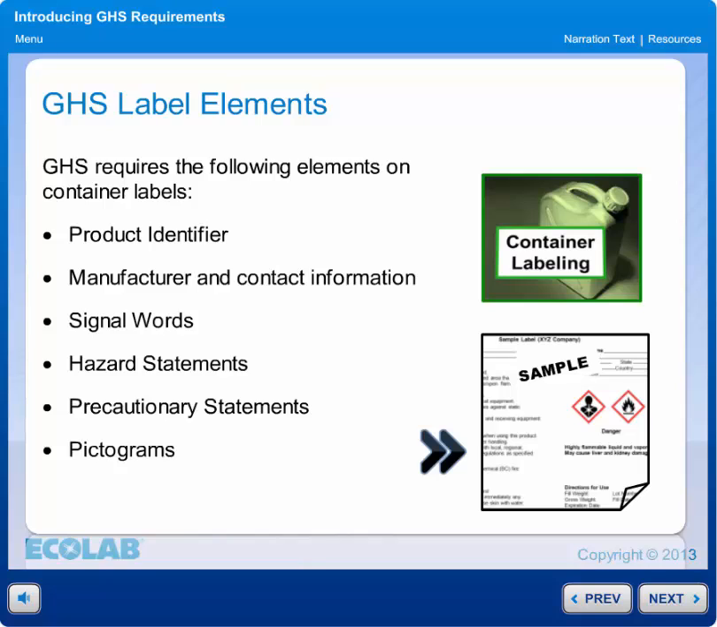All these elements in the labeling complement each other to provide you more complete information about each product so you know how to handle it safely. If you still need additional information, you have the SDS to review, which we'll discuss in more detail in the next section. And we'll take a closer look at signal words, hazard statements, and precautionary statements, and then pictograms.